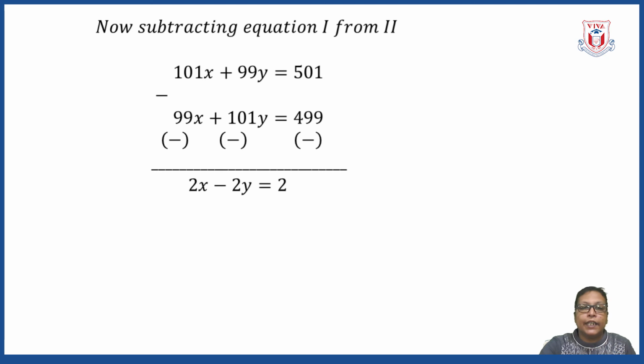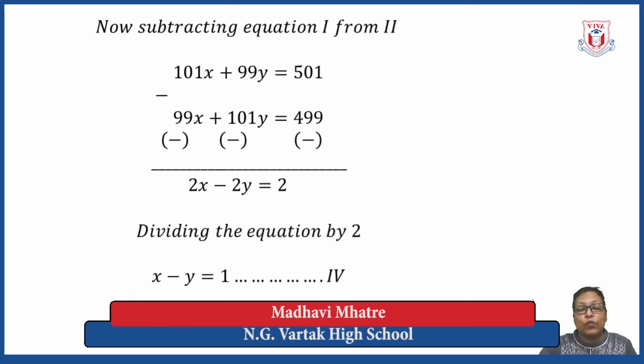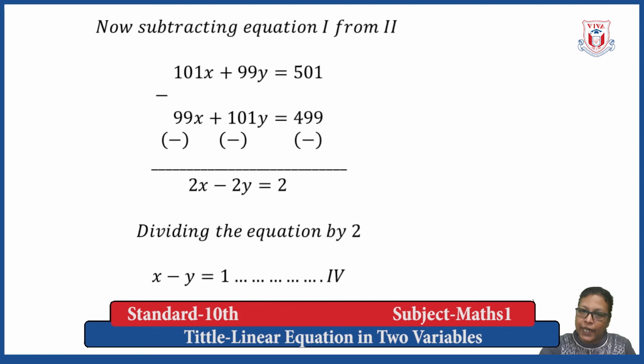101x minus 99x, we are going to get 2x, and plus 99y minus 101y, you are going to get minus 2y. And on the right hand side, you can see 501 minus 499, that is 2. So again observe the equation. You will find that in this equation all the coefficients are divisible by 2. So let us divide this equation by 2. When we divide the equation by 2, we get x minus y is equal to 1. One more simple equation we got by subtracting. Number this as 4. Okay.